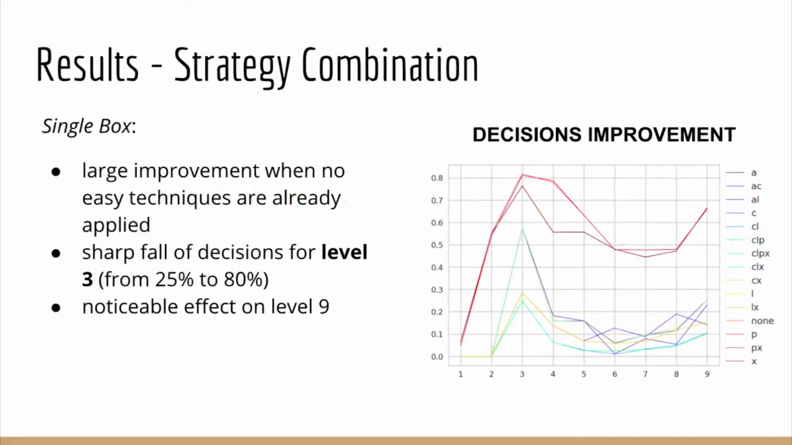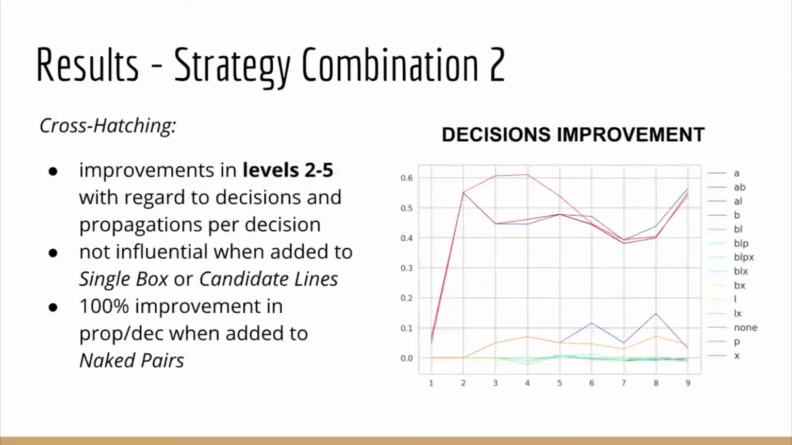metrics. By applying single box, we denote a great decrease in the conflicts for level 1 to 4, especially when no easy technique has been already applied. Finally, a sharp fall in the number of decisions happens in level 3, and also on level 9, the strategy seems to be very useful.